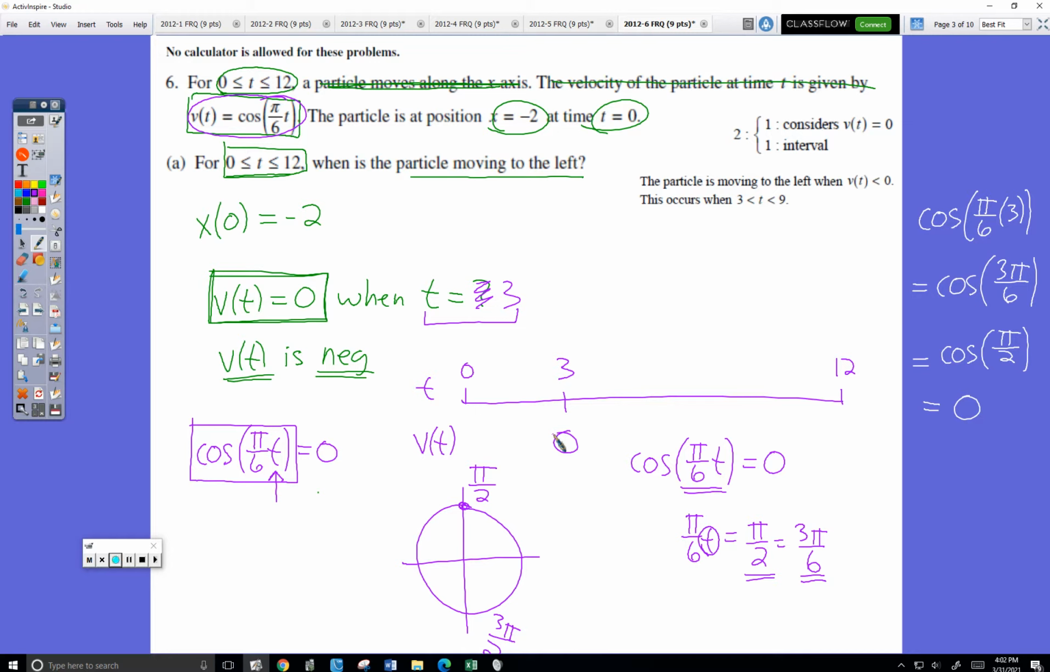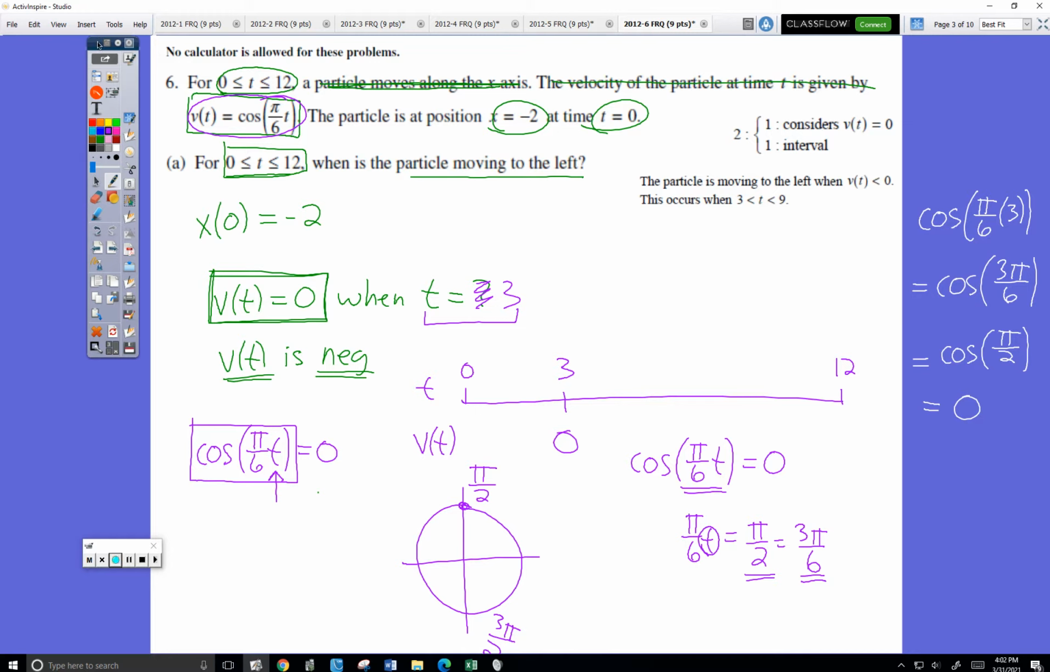Using that exact same idea, I note that I also would like pi over 6 times time to equal 3 pi over 2. Well, 3 halves is the same thing as 9 over 6. So that means I want my time to be 9. So the other time is right here at 9.